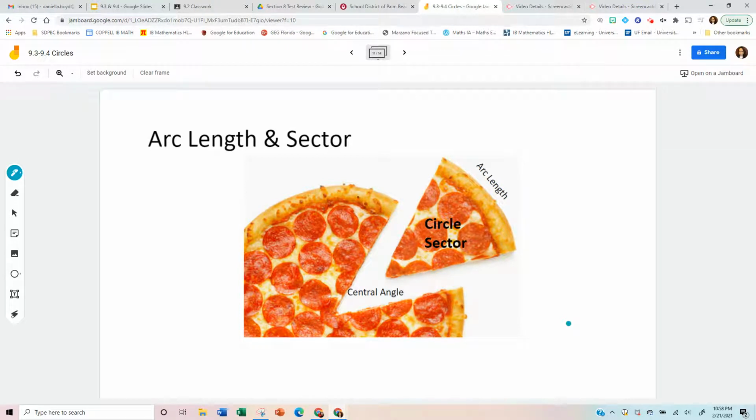So now let's go into the last part of the lesson, which is arc length. Arc length kind of relates to a circle sector in that it's only the pizza crust part. It's only the pizza crust part, which is interesting because remember earlier we talked about the entire pizza crust all the way around was called circumference.